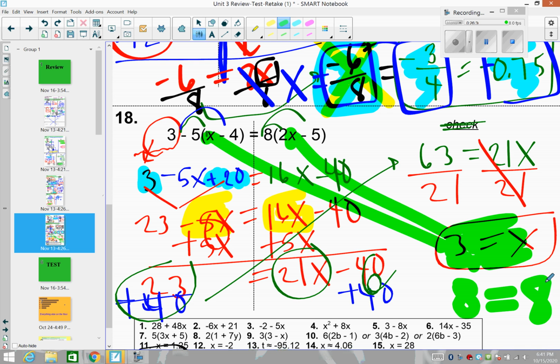So y'all, that is the review for Unit 3 on equations. It covers every kind of equation: one-step, two-step, multi-step, with fractions, decimals, and everything, distributive property, combining like terms. So make sure you're ready for that test.